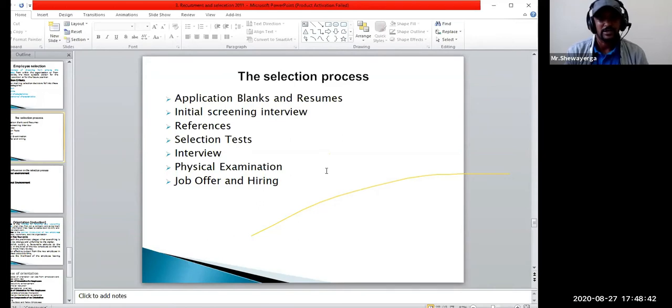Yes, when you apply as an applicant somewhere, you directly fill the application. Then what is the next step? As a manager also, what is the next step? After filling the application form, what is the next step of the selection process?